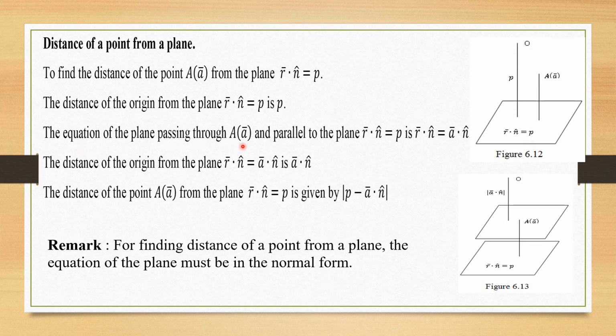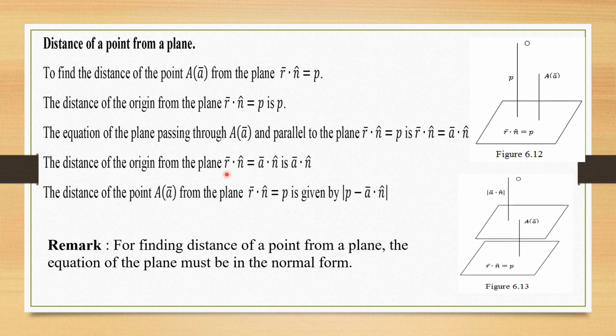The equation of the plane passing through the A vector and parallel to the plane r dot n cap equal to p is r dot n cap equal to A vector dot n cap. Here is the equation of a plane passing through the A vector and parallel to the given plane. Its equation is r vector dot n vector equal to A vector dot n cap. Here are two parallel planes.